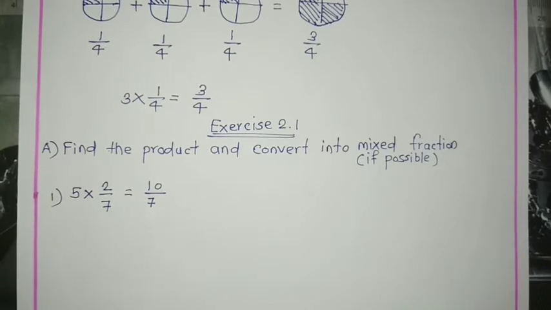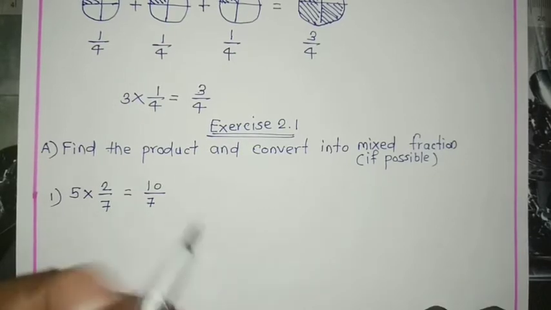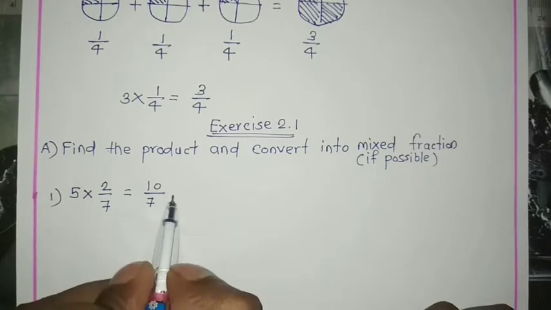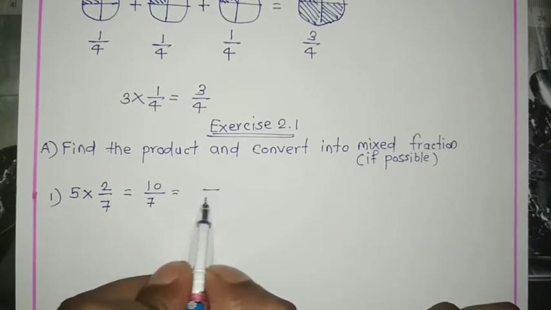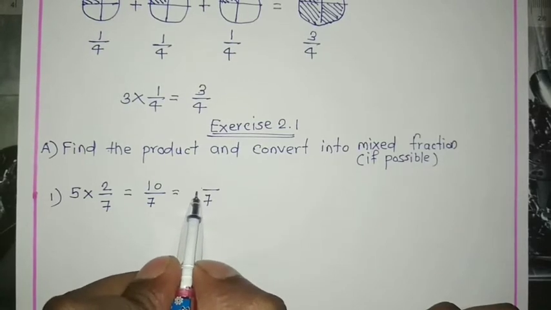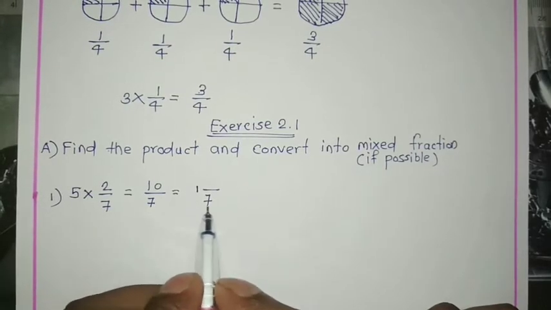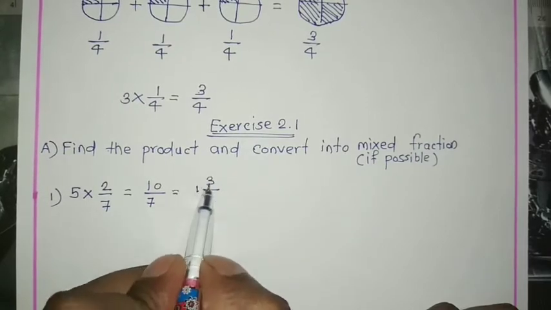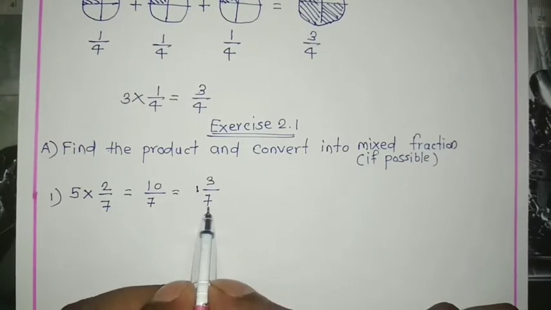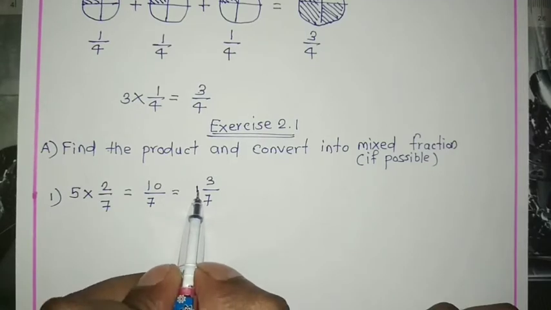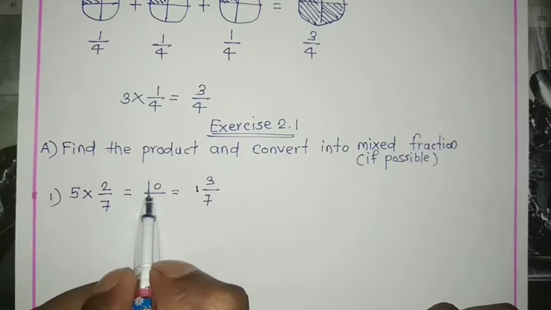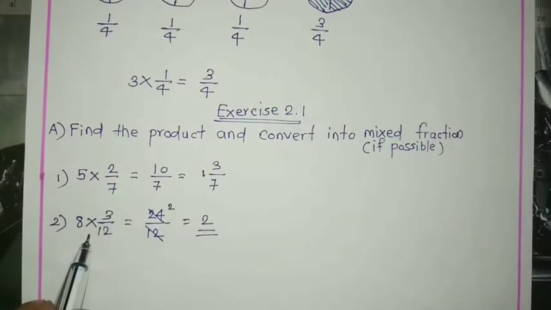Here a mixed fraction is possible. So I convert this 10 divided by 7 into a mixed fraction. How do I convert this? The denominator 7 stays as it is. 7 into 1, so I write 1 here, and 7 plus 3. We know how we make the mixed fraction: 7 into 1 is 7, plus 3 is 10. So your answer is 1 and 3 divided by 7.